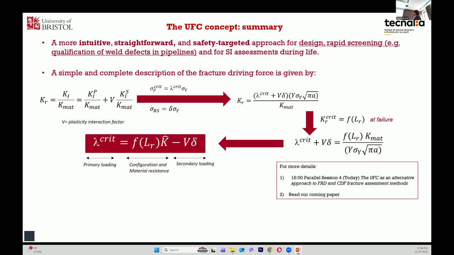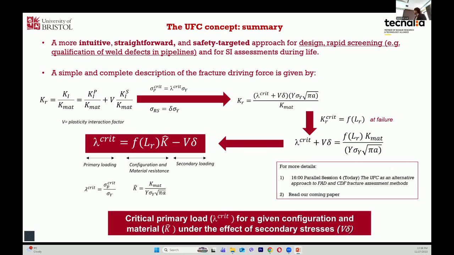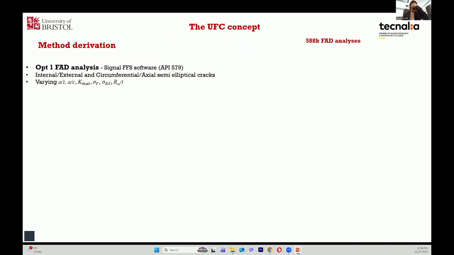So, in essence, we have a critical primary load given as a function of configuration and material properties under the effect of secondary stresses in this equation. So what we did, we performed a large number of FAD assessments to get the critical value of the primary loading.